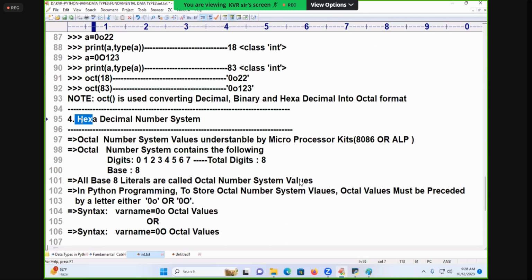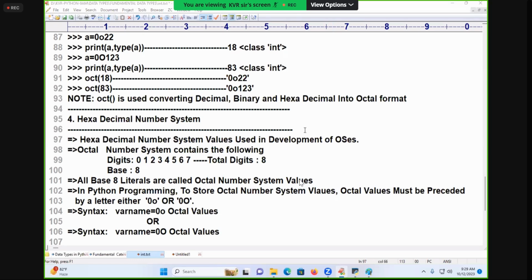Please follow. Hexadecimal number system. Hexadecimal number system values are used in the development of OSs. What is understandable by OSs is different. If any OS error comes in our PC, the data will come in hexadecimal format. I'll show it in the class also.